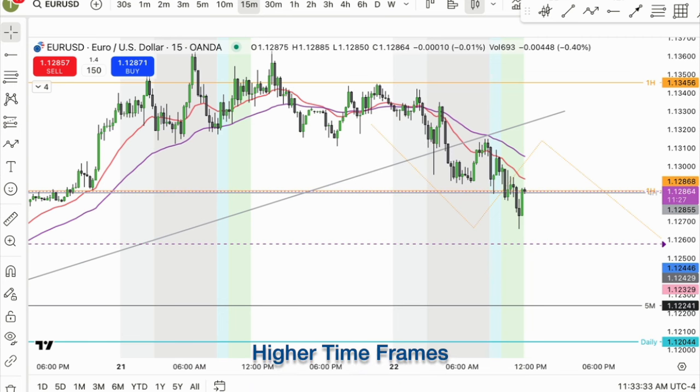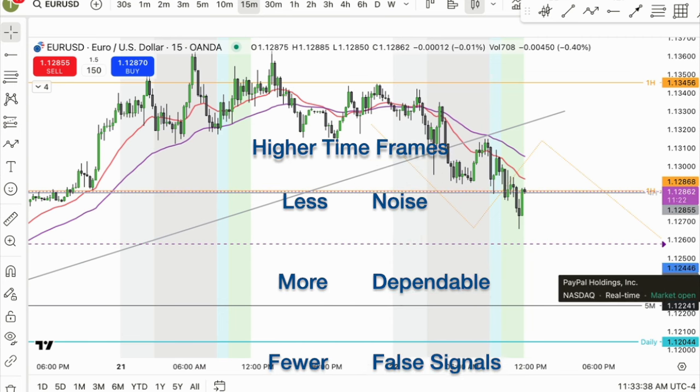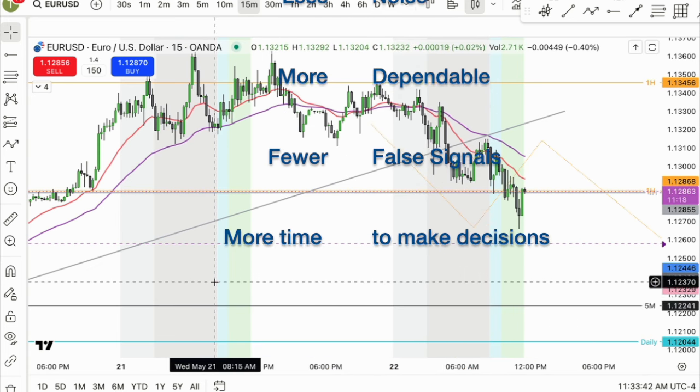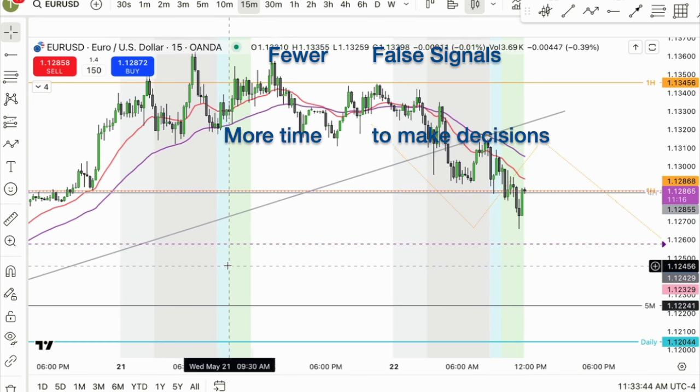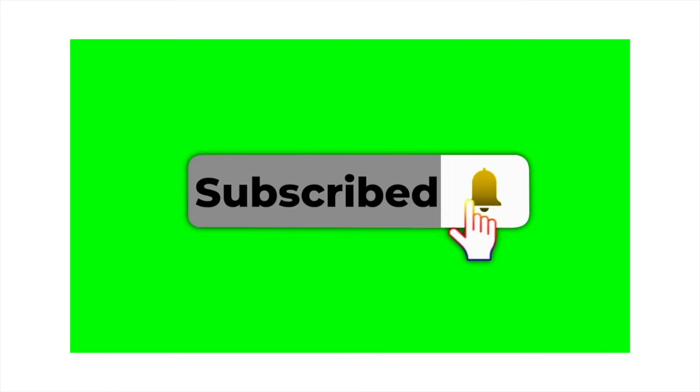So try some trades out in the higher time frames, the 1 hour or the 4 hour. The higher time frames tend to be more dependable. They have a lot less noise, so you're getting fewer false signals, and you've got more time to make some decisions. So give it a try. I bet you'll see some improvement if you haven't tried it before.